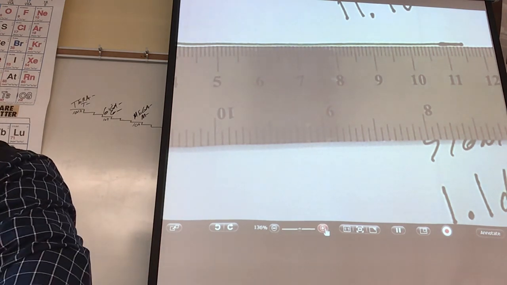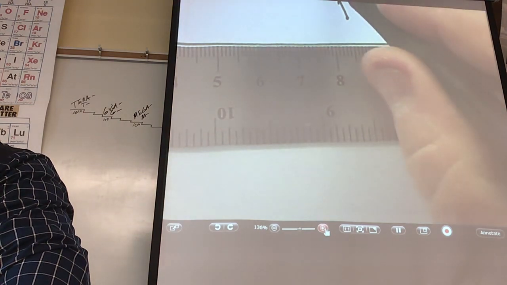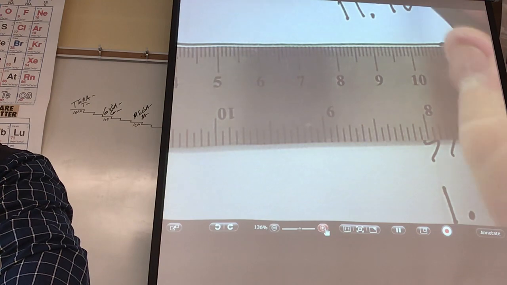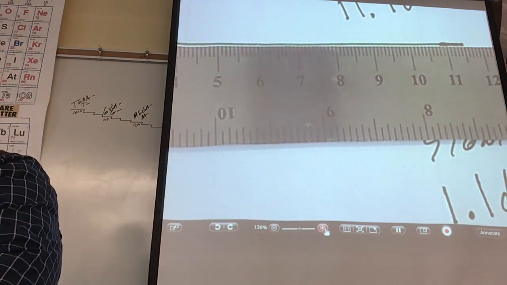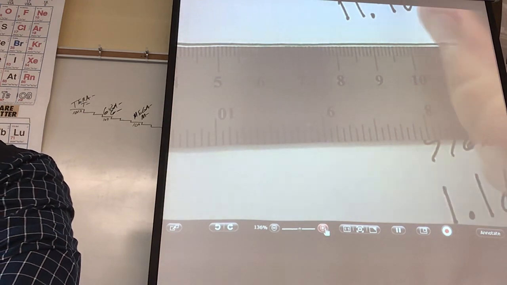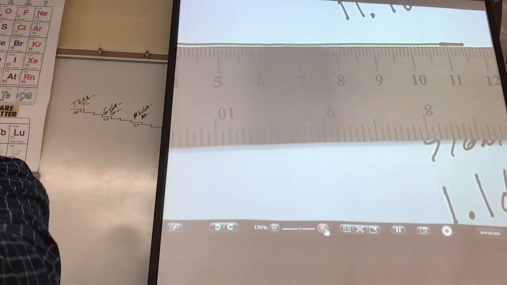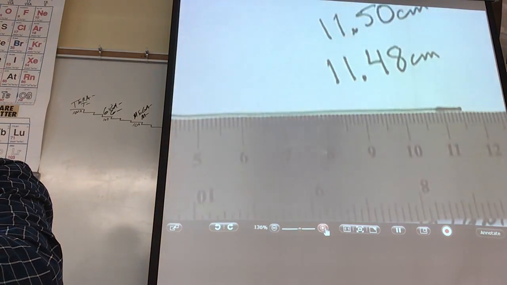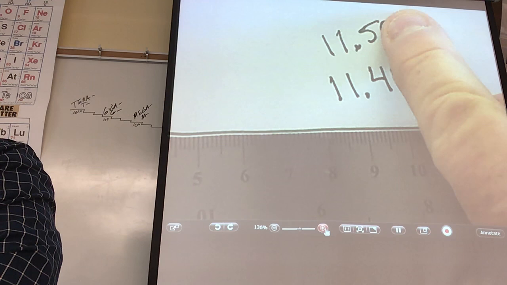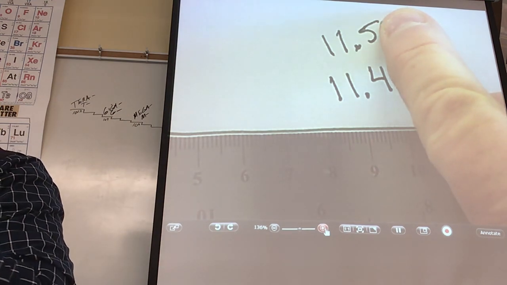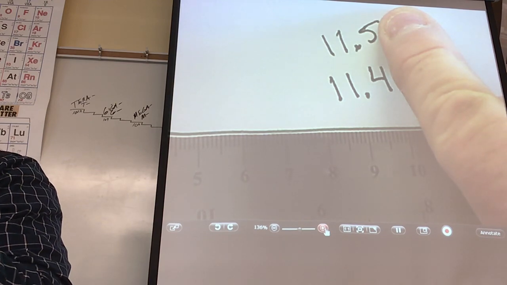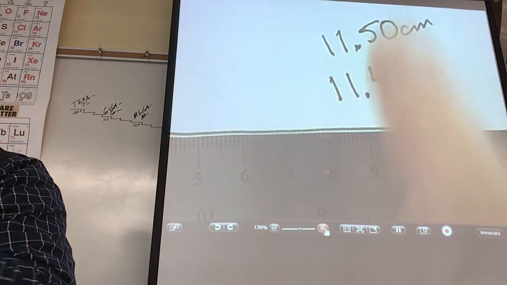Now, let's say you thought it was 11.5. This right here would not be correct. This would not be correct. This would be correct. 11.5 would not be correct. You are misleading me. You're telling me you had a ruler where you had to guess tenths place. That's a lie. So that's why I know, here's the problem.